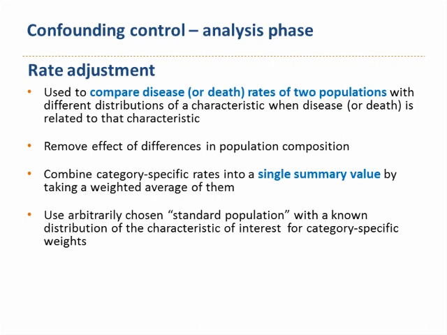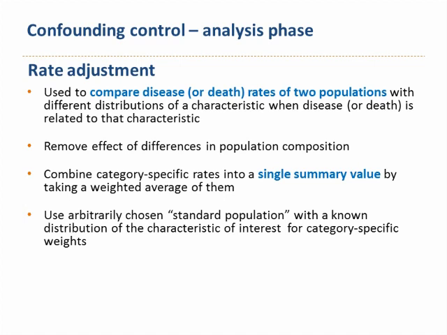We've already discussed conducting stratified analyses, in which we conduct separate analyses based on categories of the confounder. But we can also conduct what's called rate adjustment. We can do this to compare disease or mortality rates between two populations with different distributions of a characteristic, if that characteristic is related to disease or death. Oftentimes we might adjust rates based on age.